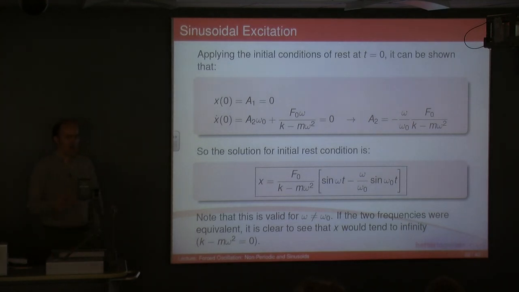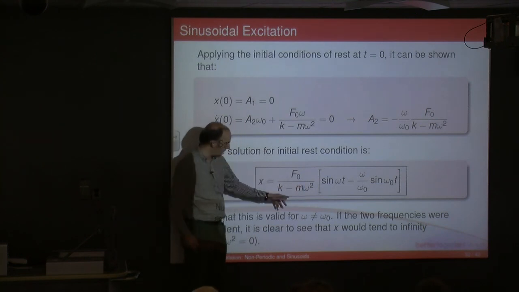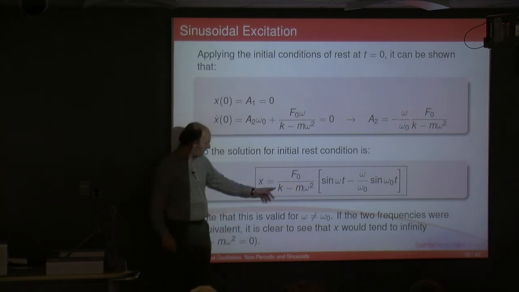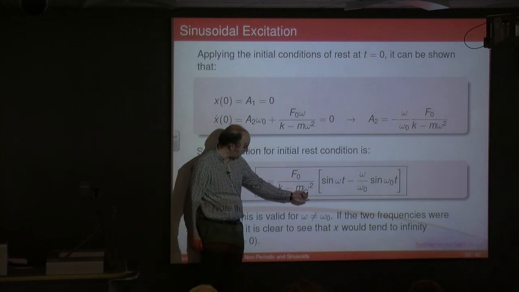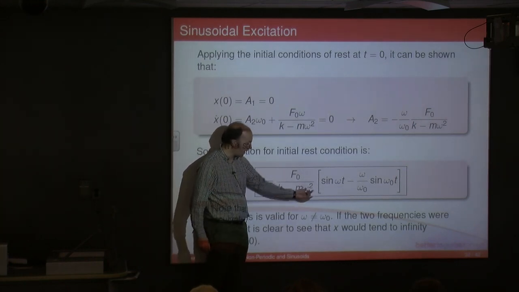If that is the case, then you have to use the special cases in your notes. If the two frequencies were equivalent, it's clear to see that x would tend to infinity, which doesn't make sense because you'd end up with 0 down here. If omega equals omega naught, you'd end up with 0 down here because we know that omega naught is root k upon m. If you stick that in here, this becomes 0.